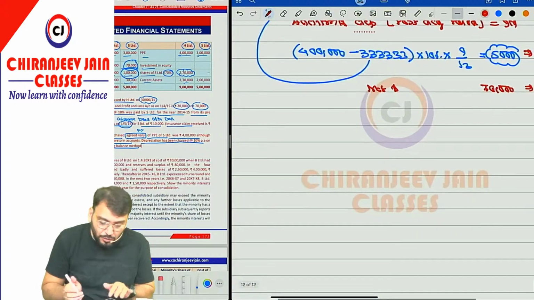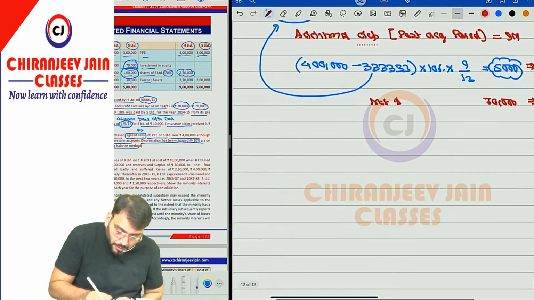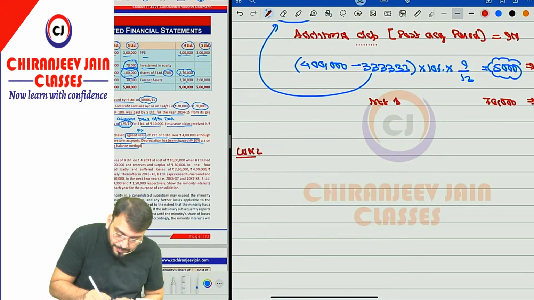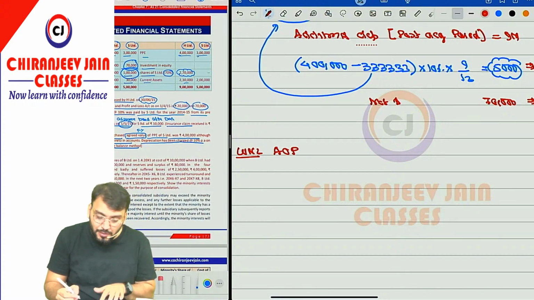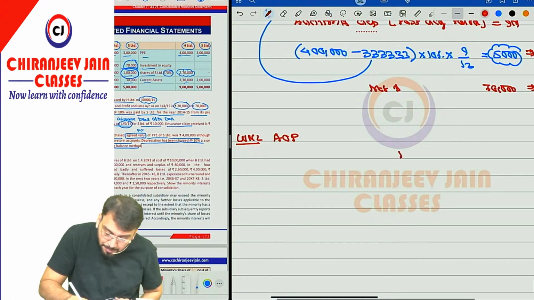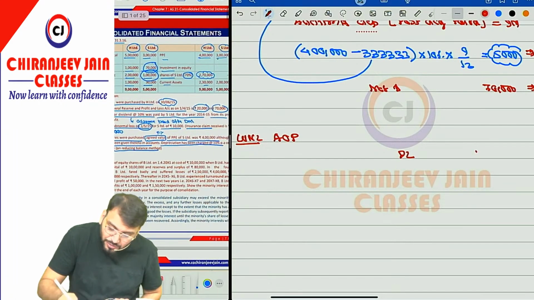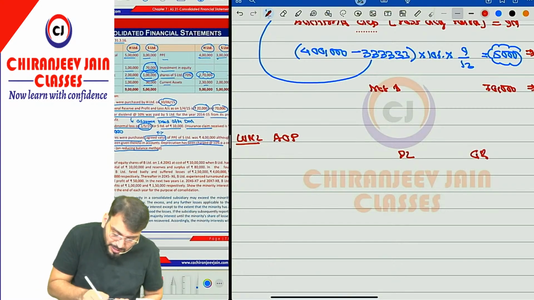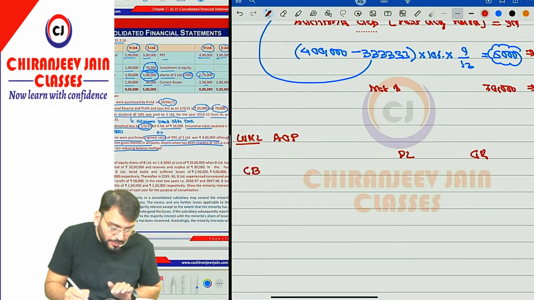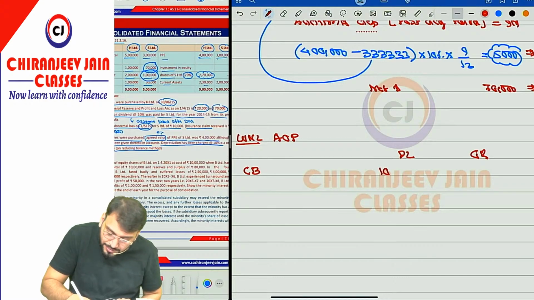Now we'll come to working note number 2. Working note number 2 will prepare what? Analysis of profit, we will call it AOP. Analysis of profit. So there are two things. They have given PL and they have given the general reserve also. So write GR. Can you give me the closing balance? So the closing balance is what? 1 lakh and 70,000.